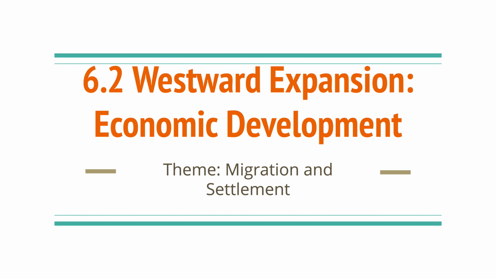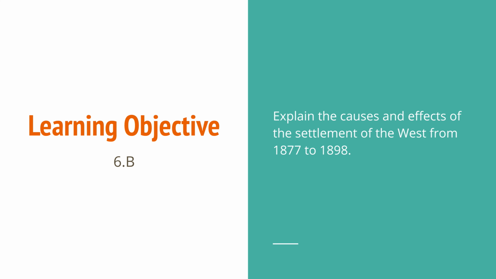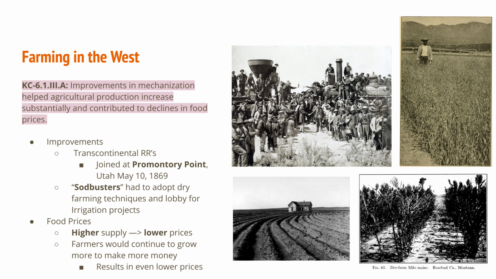This is our second lecture in Period 6, and we're going to be talking about westward expansion and economic development. So this is the first of two westward expansion lectures. Like the title suggests, we're going to only focus on economic development, and then later on we're going to focus on social and cultural development. So since we're moving out west, our theme is migration and settlement. The learning objective is explain the causes and effects of the settlement of the West from 1877 to 1898.